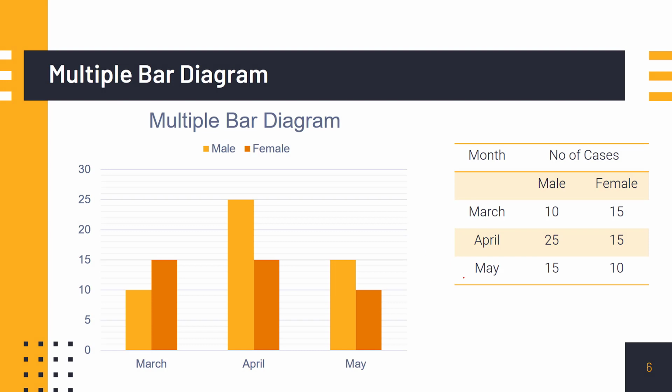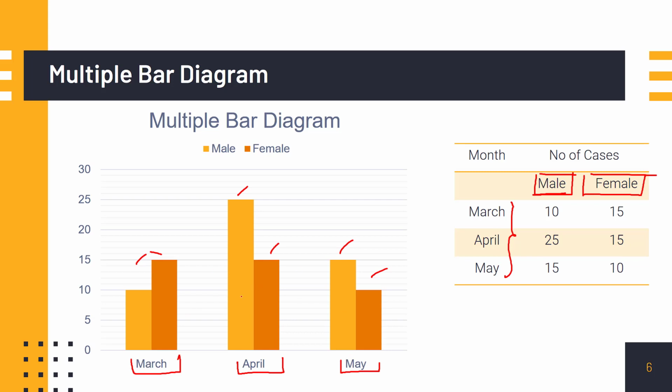Now imagine the same data, but in this case, apart from the month in which they were admitted, we have also classified them according to their gender. That means we know how many male and how many female. In such a case, if I have to visualize them, I will use a multiple bar diagram. That means for the same month, we have two different categories now. For the same month, we have male and female.